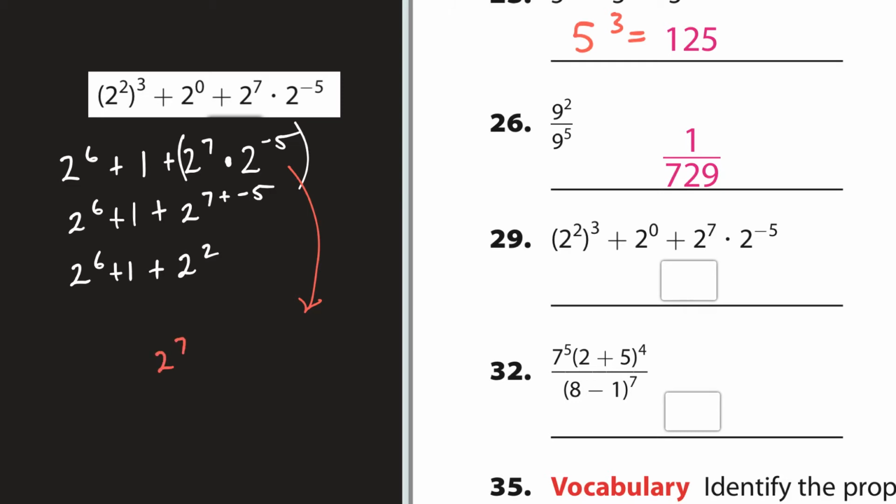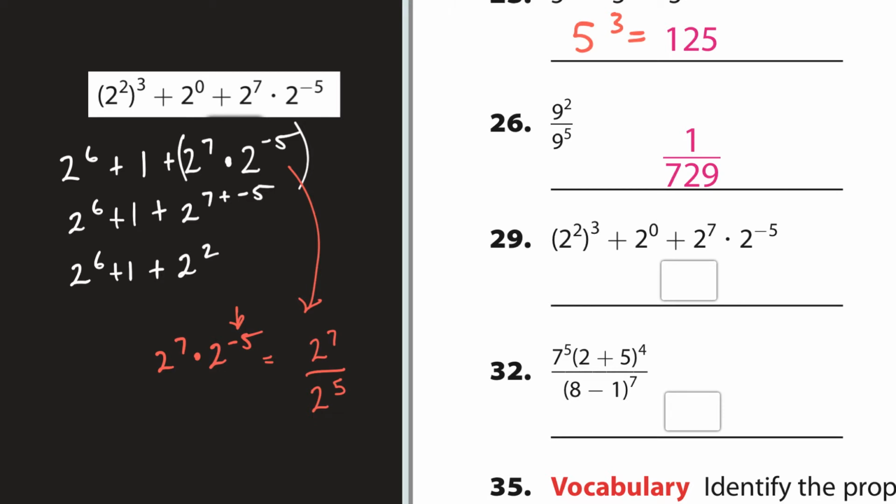2 to the 7th times 2 to the negative 5th. Well, hopefully you can see that with a negative exponent, that becomes a positive exponent in the denominator. And I still have 2 to the 7th in the numerator. That didn't go anywhere because the exponent on this one is positive, so it stays positive. That's negative. It goes into the denominator as a positive exponent.